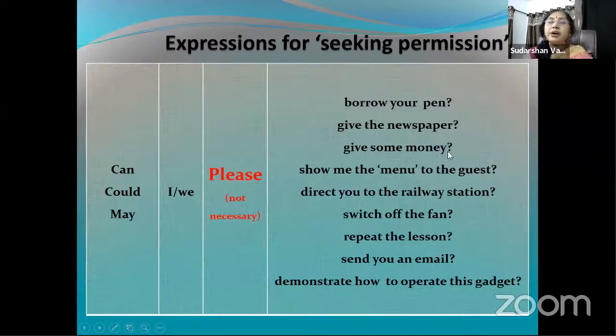Can I give away the money? Can I give away the clothes? Could I give away the clothes? You don't require the please.